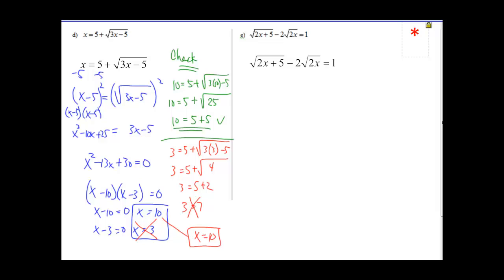Okay. Go ahead, hit pause. I know this one's a doozy. I will give you a hint. Move the 2, add the 2 times radical 2x over to the right-hand side. Go.